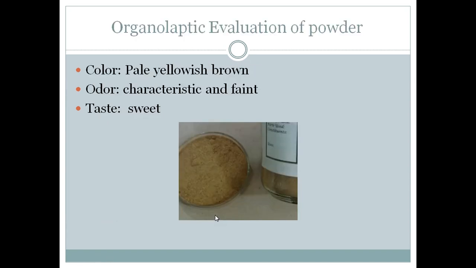Now the organoleptic evaluation of the powder. The color of the powder is pale yellowish brown. If the root or radix is peeled off, then the color of the drug is more pale yellow. Odor is characteristic and faint, and its taste is sweet.